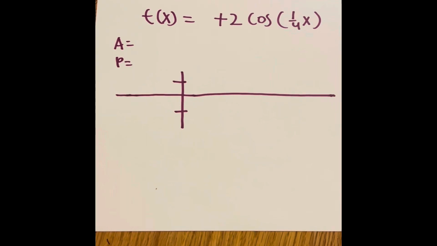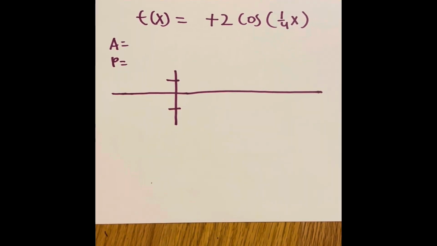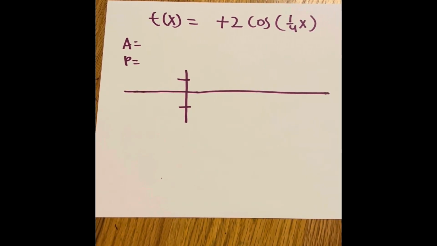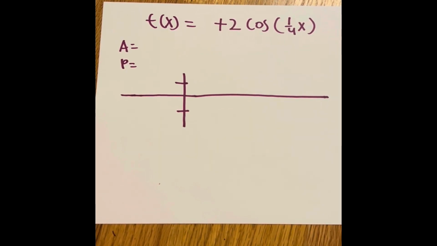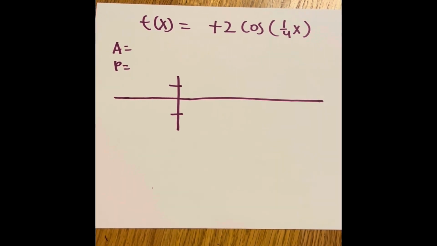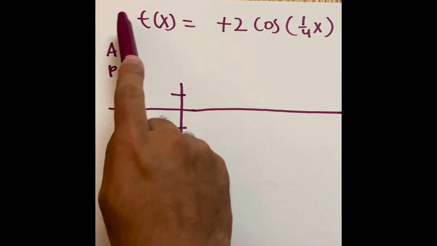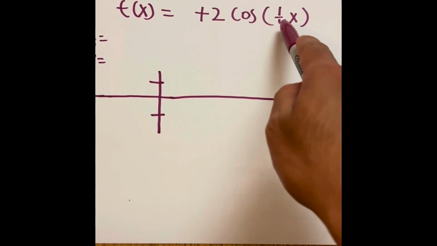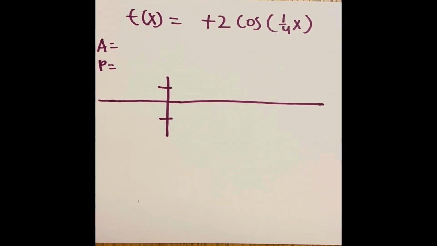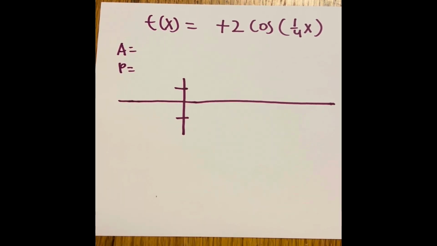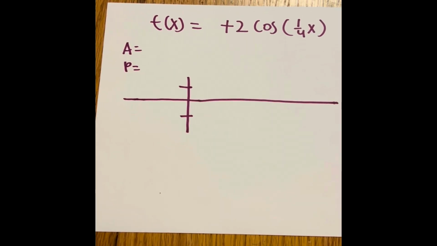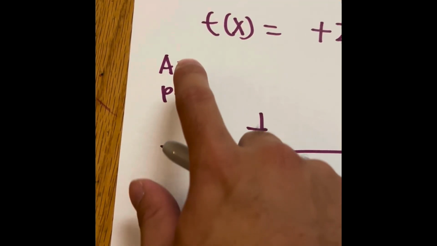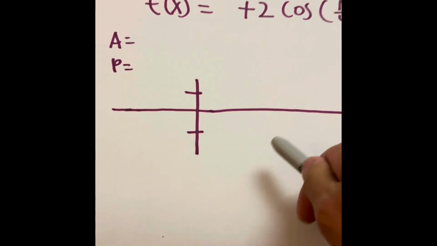So right over here is a problem that we're going to graph. Instead of trying to understand A, B, C, D, we're going to actually do the math and make it very, very simple. So right here, we have f of x equals 2 cosine of 1/4 x in parentheses. In the previous video, we've learned about the amplitude and the period. So we're going to try to find the A and the P before we start graphing.